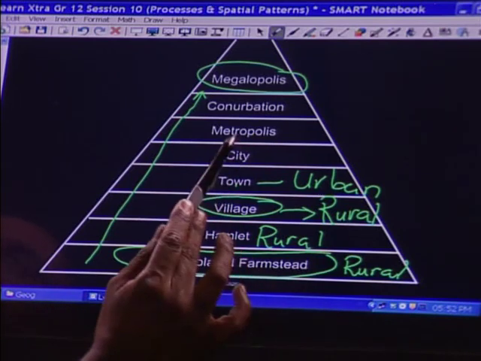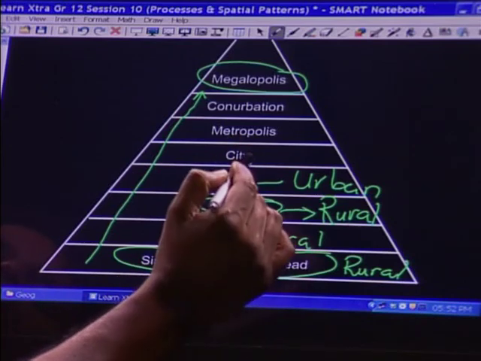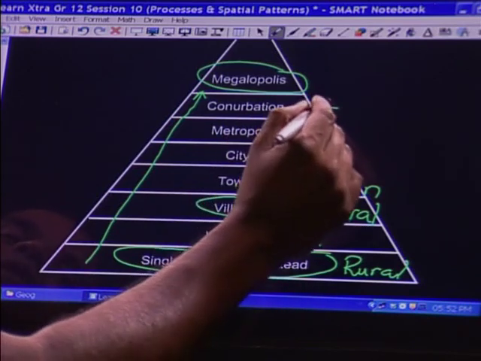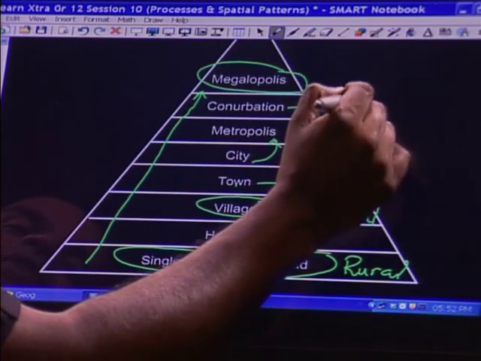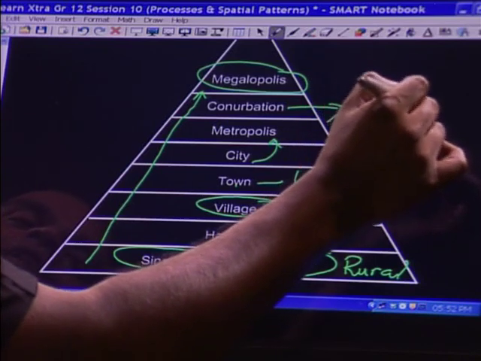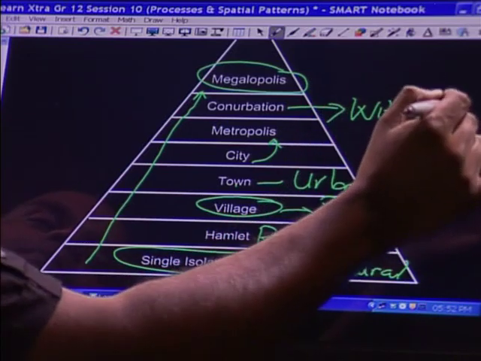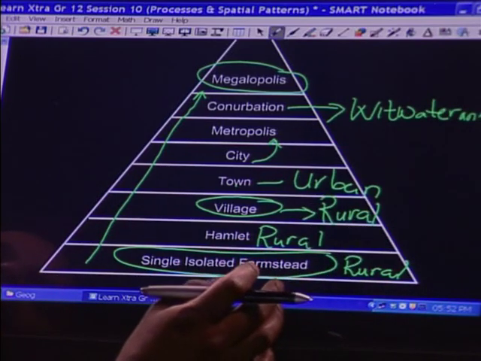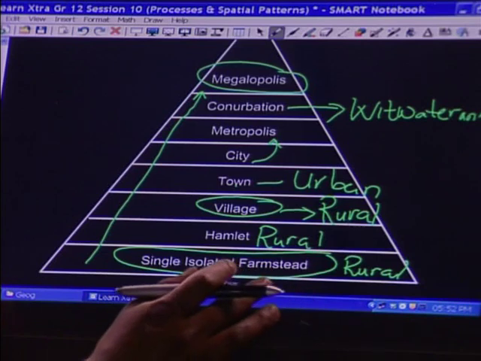A metropolis deals with those settlements that form together from many cities. The best example of a conurbation is the Witwatersrand area. The Witwatersrand incorporates Johannesburg with its surrounding urban centers. And a megalopolis, unfortunately in South Africa, we do not have a clear example of a megalopolis. These are found in major metropolitan urban areas in Japan, for example, Tokyo, and in the United States, for example, New York.